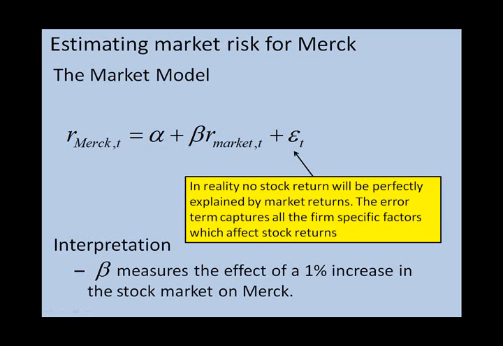And we said that we would estimate market risk, or beta, using what we call the market model. And we will run a regression where the dependent variable are the returns on Merck and the independent variable are the returns on the market. When we run this regression, beta, which will be estimated, is our measure of market risk. In other words, how does Merck respond to a change in market returns? Estimating betas is actually very simple in Excel, so let's do that now.